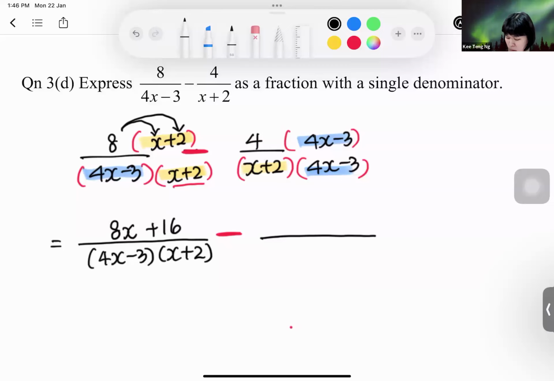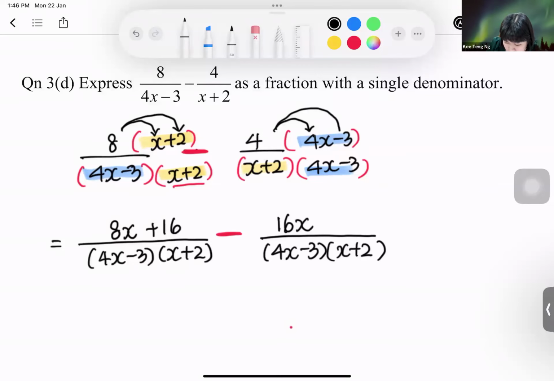Then now, what about this side? My denominator is going to be the same. I'm going to rearrange it, so I write it as 4x minus 3, x plus 2. They are the same, right? But now I need to multiply. This is 4 times 4x, 4 times 4, 16x. If you're not sure, use your calculator. 4 times negative 3, so this is negative 12.